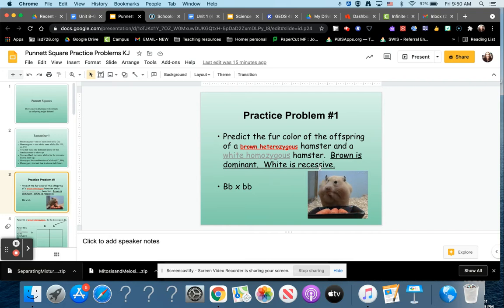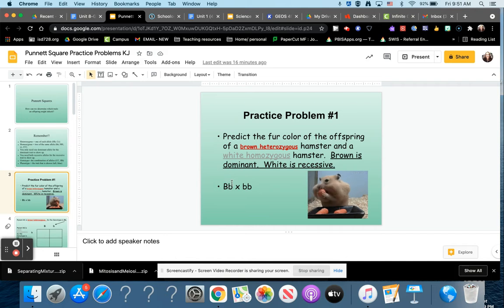All right. So the first practice problem says predict the fur color of an offspring of a brown heterozygous hamster and a white homozygous hamster. Brown is dominant, white is recessive. So there's a bunch of information in this paragraph here. So first we see that we have a brown heterozygous hamster. Well, we know that heterozygous means that that hamster has one of each allele. And so it has one dominant allele and one recessive allele.